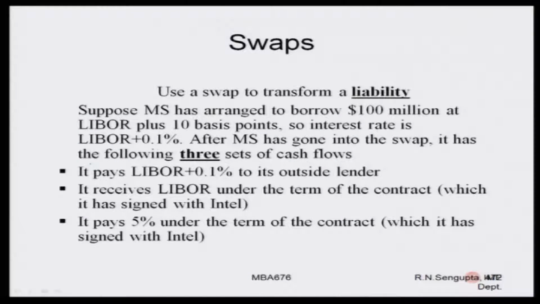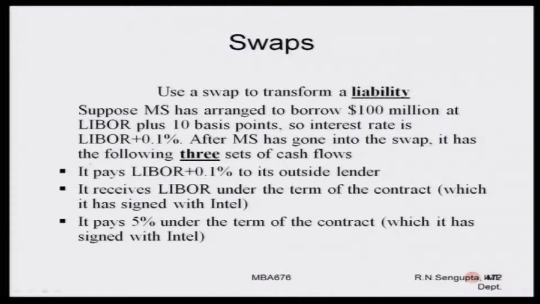So, now we will use a swap to transform our liability. Suppose Microsoft has arranged to borrow 100 million at LIBOR plus 10 basis points. So, 10 basis points is 10 divided by 100 percentage points over and above the LIBOR. So, the interest rate is LIBOR plus 0.1 percent. After Microsoft has gone into a swap, it has 3 sets of cash flows, which is, it pays LIBOR plus 10 basis points to the outside lender.